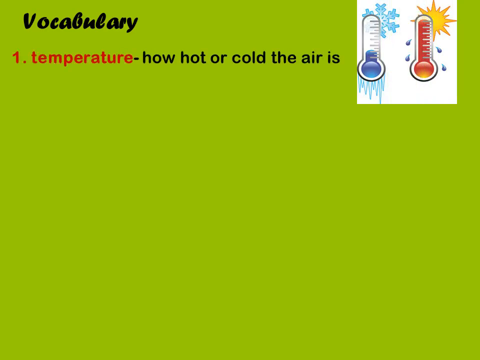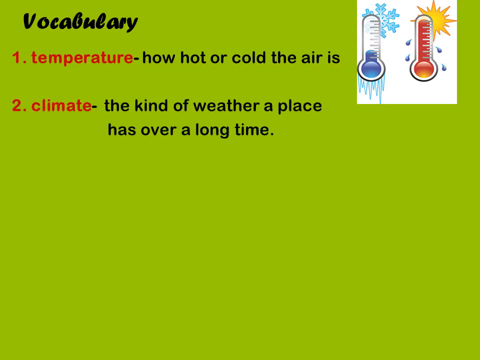Okay, number 1, we have temperature. It tells how hot or cold the air is, or it is a degree of hotness or coldness that can be measured using a thermometer. Okay, remember, a thermometer is an instrument that measures temperature.